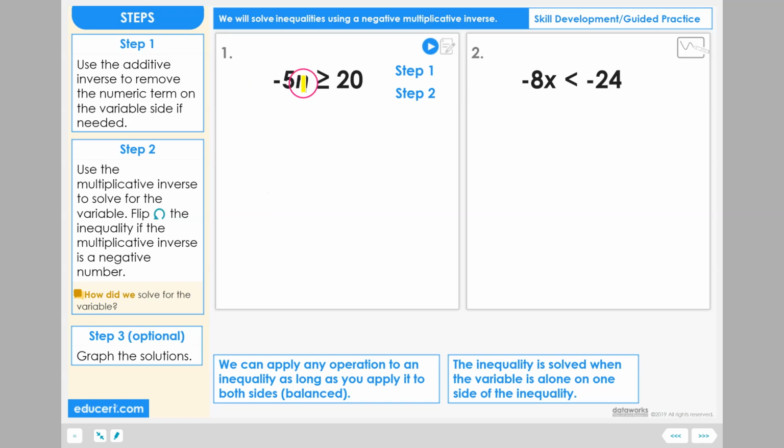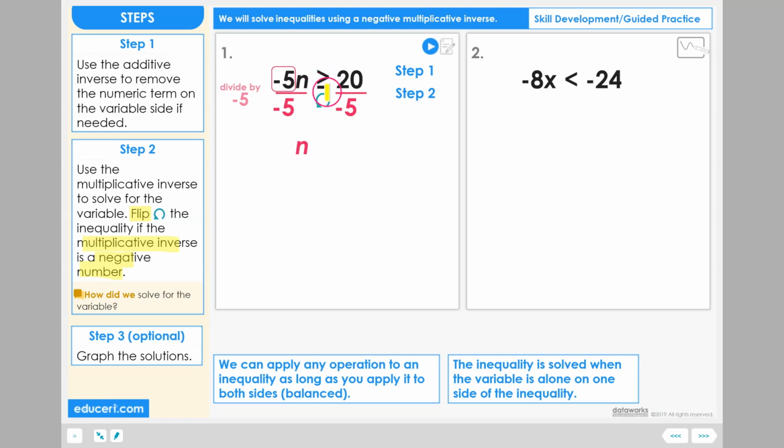To use the multiplicative inverse means to divide both sides by the coefficient of our variable term. The coefficient is a negative 5, which means we will divide both sides by negative 5. Dividing both sides by negative 5 means that we're going to need to flip the inequality because our multiplicative inverse is a negative number. Negative 5n divided by negative 5 is just n.